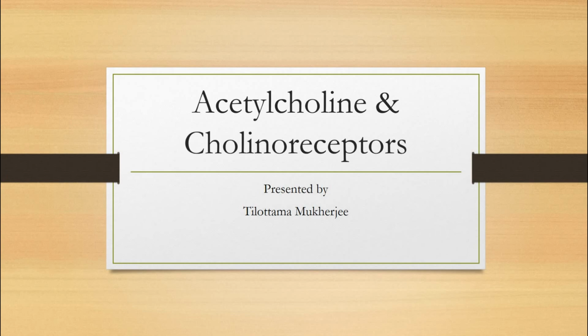Today's topic of discussion is acetylcholine and cholinereceptors. As in the last class, we have discussed different types of neurotransmitters and their functions. So today, acetylcholine, one of the excitatory neurotransmitters, we are going to discuss its topic and its classification. So let's once again start with this topic in detail with the following presentation slides.